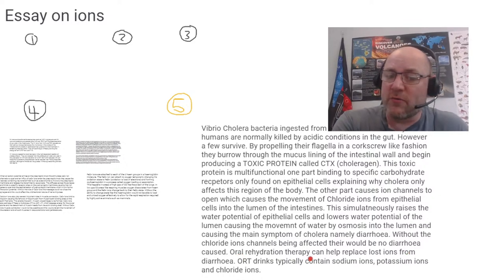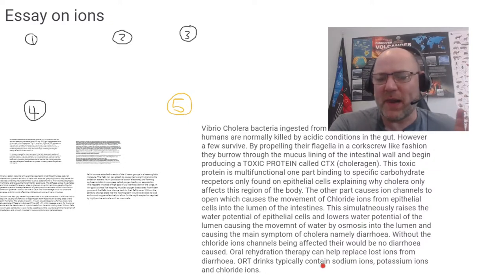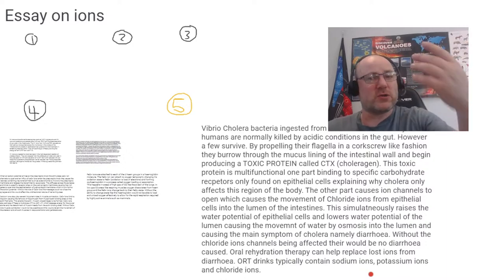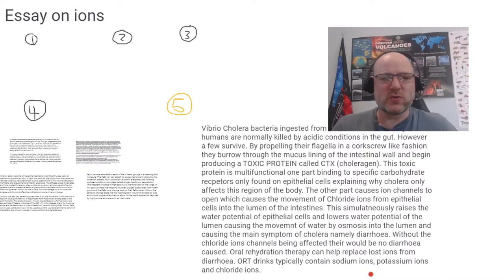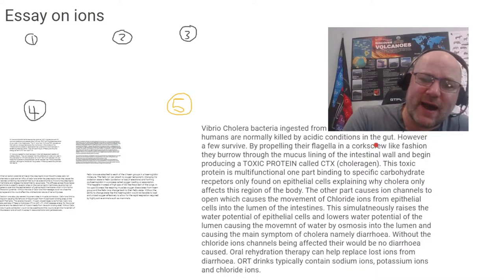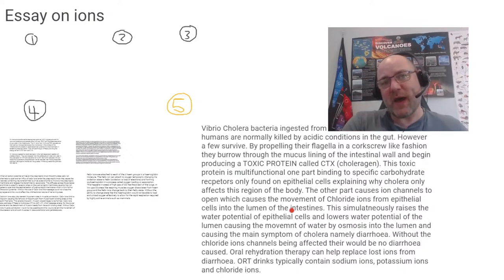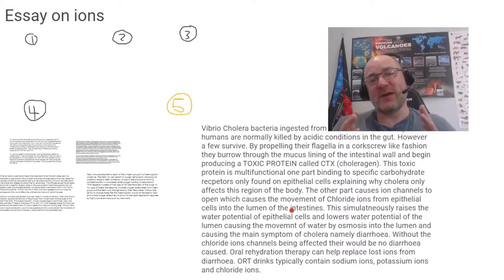So anyway, oral rehydration therapy, known as ORT, capital O, capital R, capital T, can help replace lost ions from diarrhea. They contain things like sodium ions, potassium ions, and chloride ions. And you could talk about why that's important. So this would all be extracurricular A-level stuff. Funnily enough, all of this was in the A-level spec before 2015 for AQA. So it's something that the AQA examiners know really well. They're like, oh, this person knows that it's not in the curriculum anymore, and if you come out with this, you're going to get those extra marks.